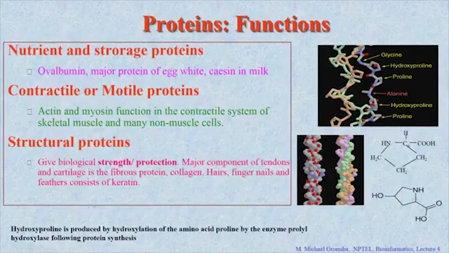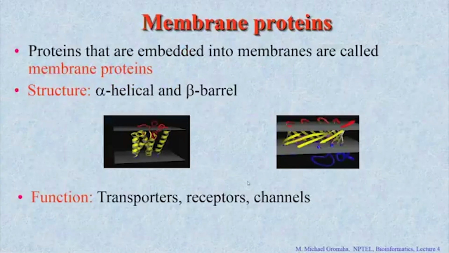For example, you can find this in hairs and fingernails, and the feathers. These proteins have a specific combination of amino acid residues, like hydroxyproline, glycine and proline. About one third of these proteins is glycine, hydroxyproline as well as proline. So this gives the elongated shape to these structural proteins like collagen, keratin and so on.